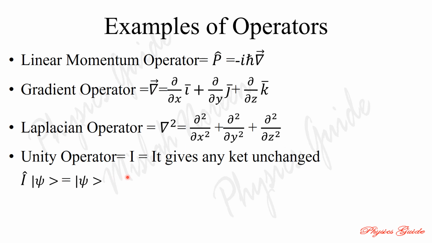Unity operator, which we use in quantum mechanics, is equal to I, and it leaves a ket unchanged because it is the unity operator. When we multiply anything by unity, or by 1, there is no change to that function or any state function or wave function. So if we apply the unity operator on ket vectors, then the ket vector is unchanged. These are the different operators we use in different courses of physics, and these are examples of operators.